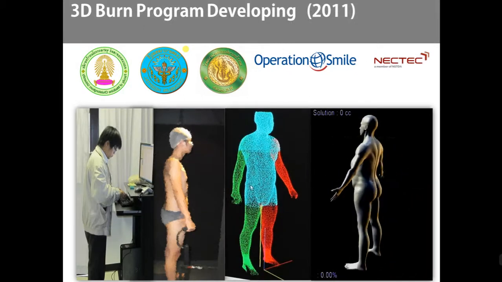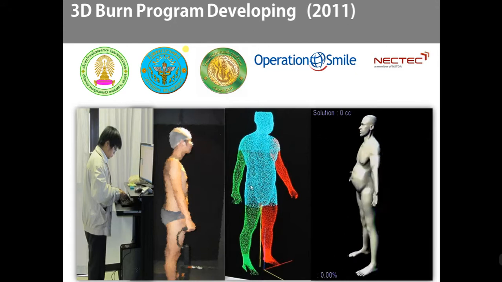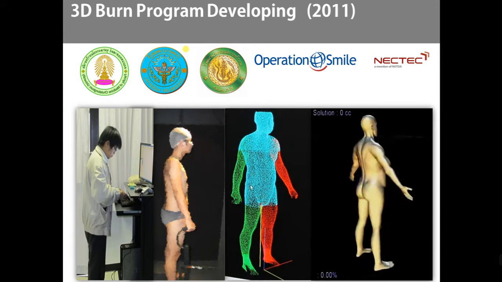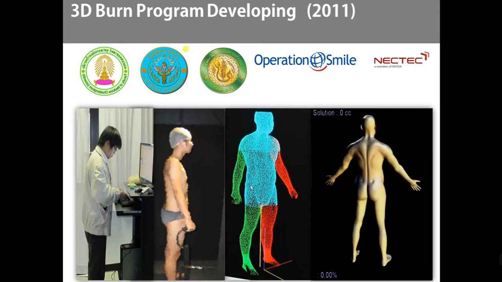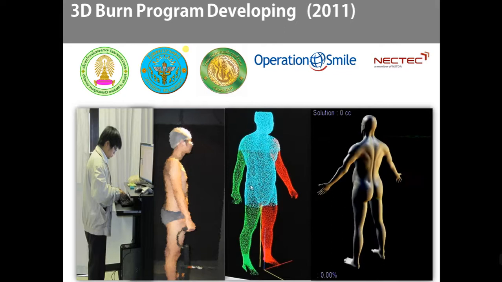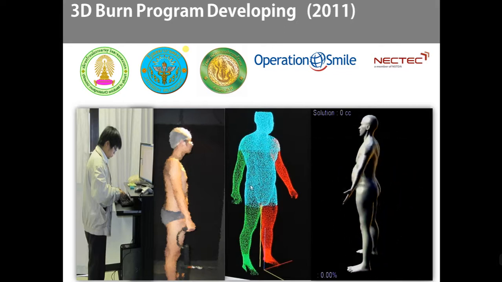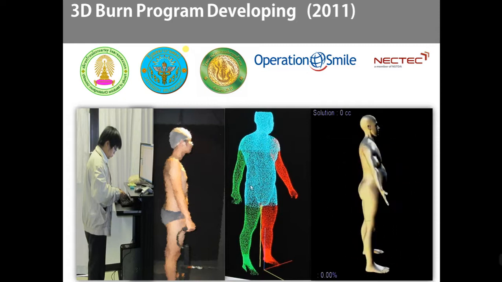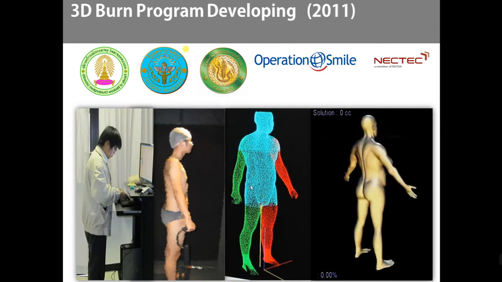These disadvantages led to the creation of a new computerized program for three-dimensional burn surface area estimation called the 3D Burn. It is based on a three-dimensional body scan of 6 selected volunteers, 3 men and 3 women, to cover all BMI groups such as underweight, normal weight, and overweight for each gender.